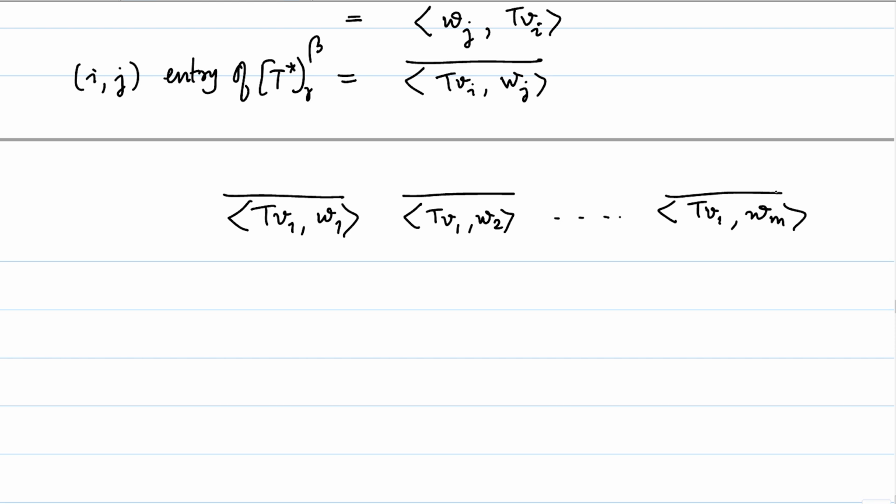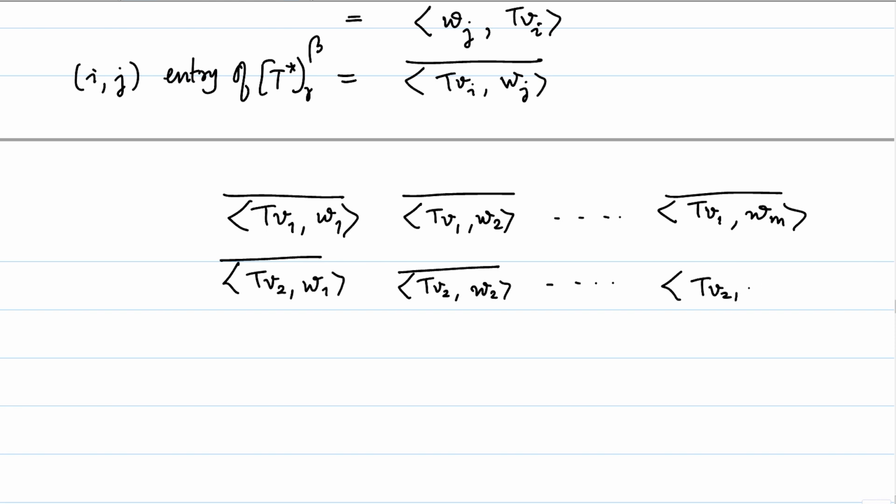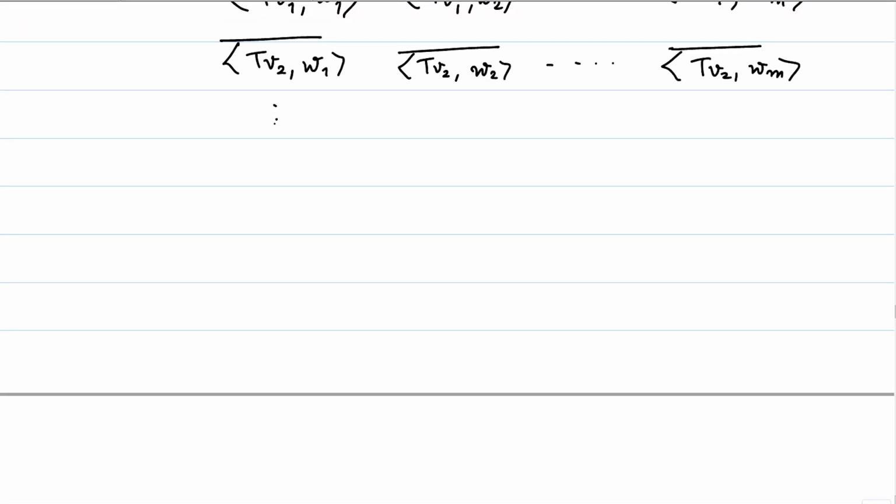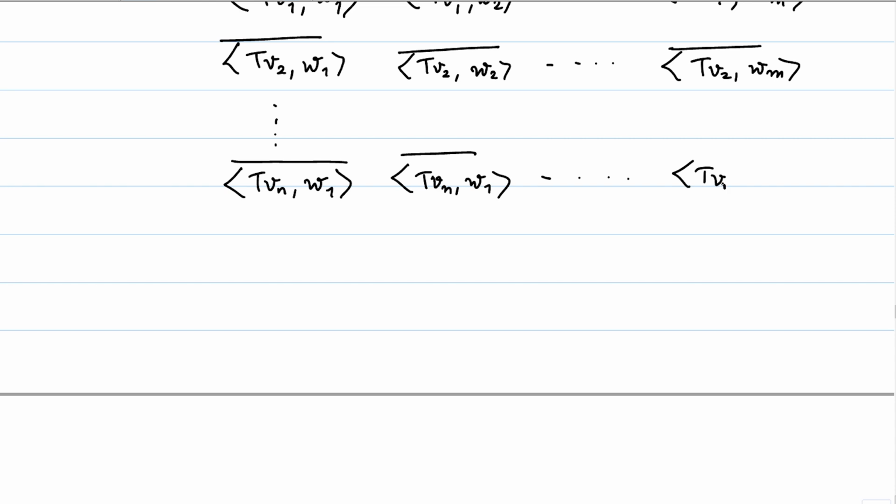This is the first row. Second row similarly will be Tv2 W1 bar, Tv2 W2 bar, Tv2 Wm bar, and finally the last row will be Tvn W1 bar, Tvn Wm bar. So this is our matrix.